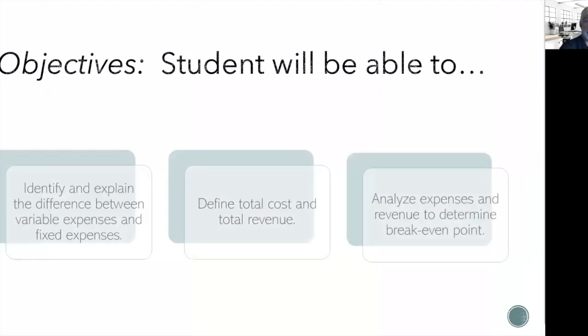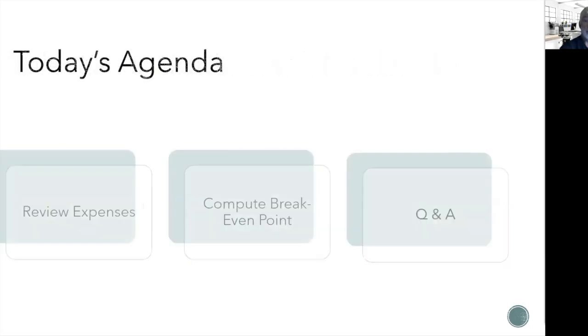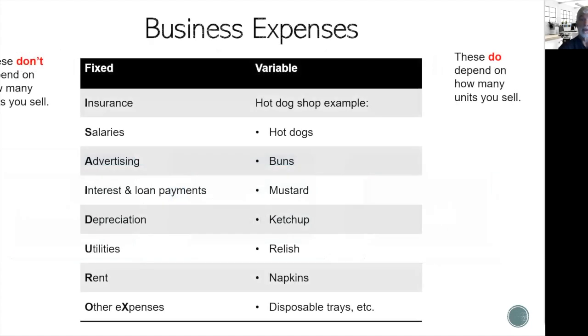All right, here are the objectives today. You as a student are going to be able to identify and explain the difference between variable and fixed expenses, which we've already done, and we're going to review that. You're going to be able to define the total cost and total revenue. And then you can analyze these expenses and revenue to determine the break-even point. All right, here's what we're doing today. We're going to review expenses, and we're going to compute the break-even point, and then we'll have a time for questions and answers.